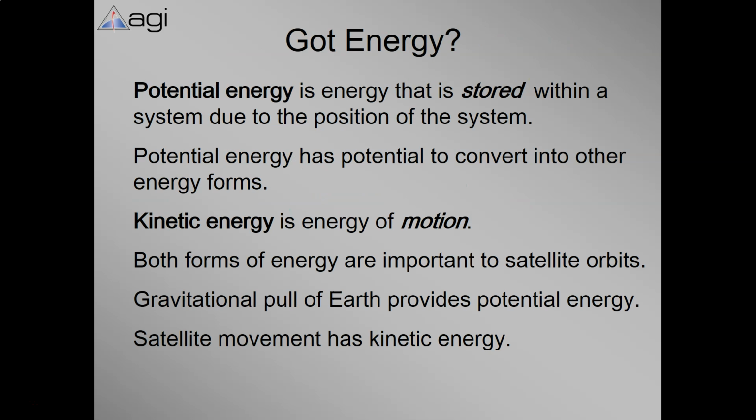Definition of potential energy: energy that's stored within a system because of where it is. Potential energy has the potential to turn into other forms of energy. Kinetic energy is the energy of motion. Both forms of energy are important to satellite orbits. The gravitational pull of Earth gives us the potential energy. So satellite movement has kinetic energy.